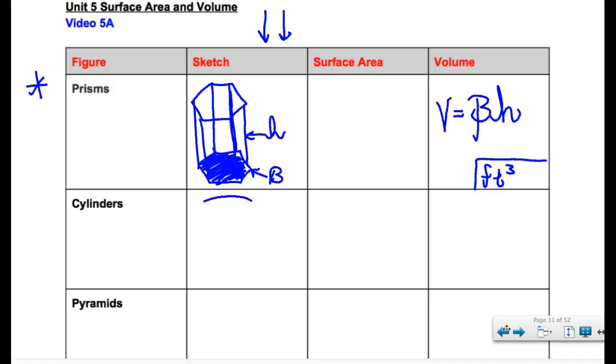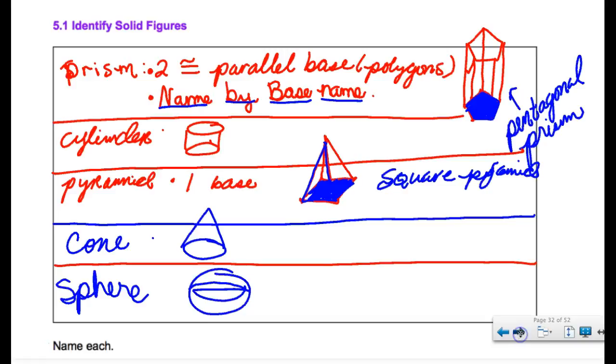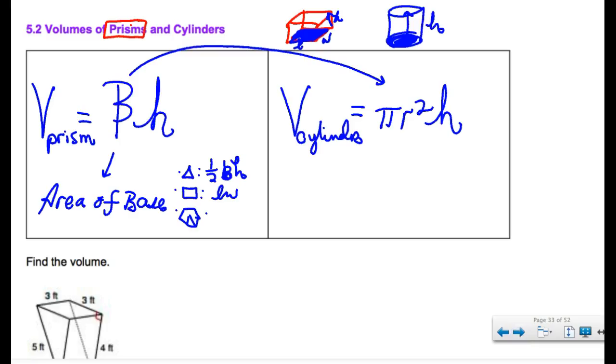For the cylinder, we've got our circular bases, and we've got the height, we've got the radius, and our volume was basically the same as this. It's just that the area of the base is always pi r squared, and then we fill it up with the height. And again, because this is volume, all the volume ones will get labeled with the cubic units. So, moving back, we're going to be piecing that together as we go.